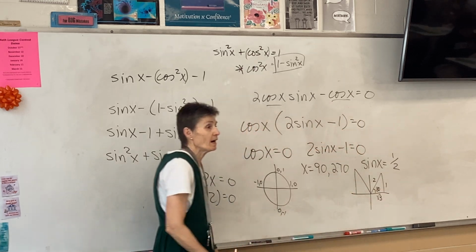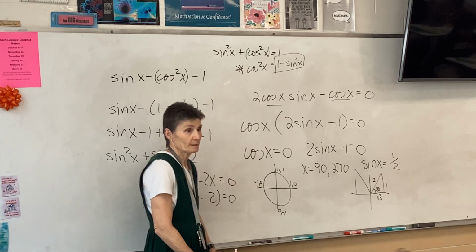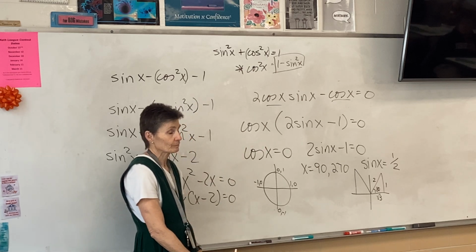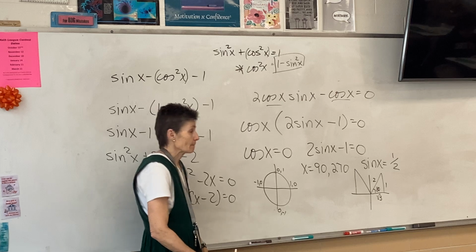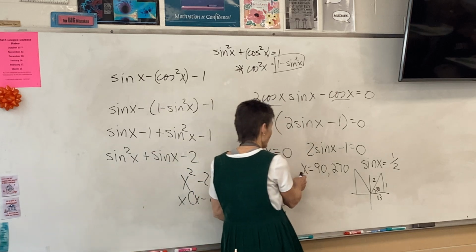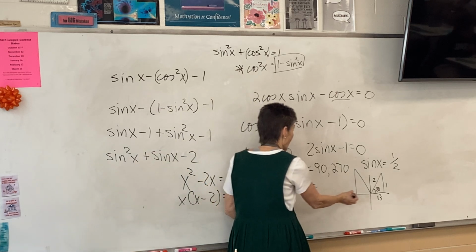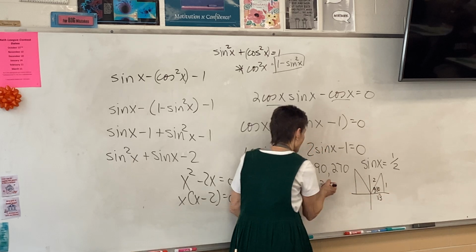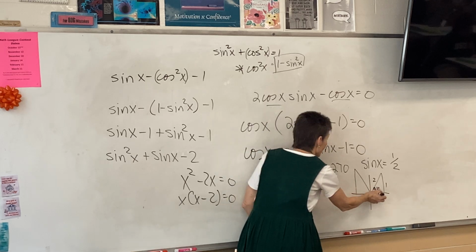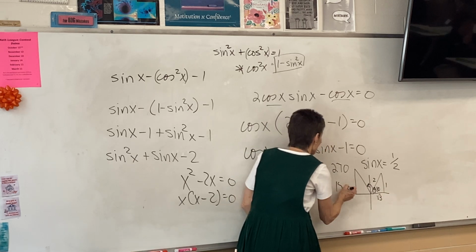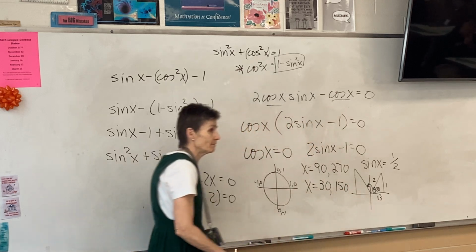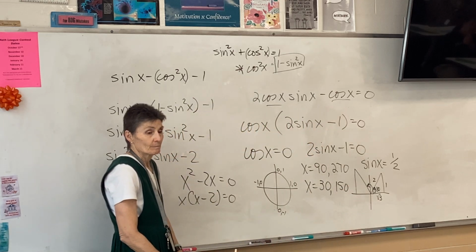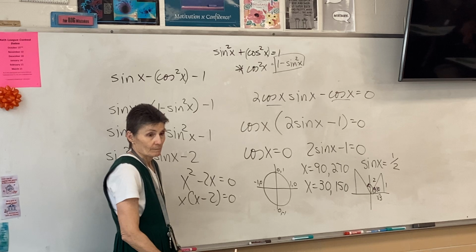When is it 45? Root 2. Gotta have a root 2. So what are the answers? Remember, we already have these 2. Now we have this one, which is 30, and then we have that one, which is 150. 4 answers.